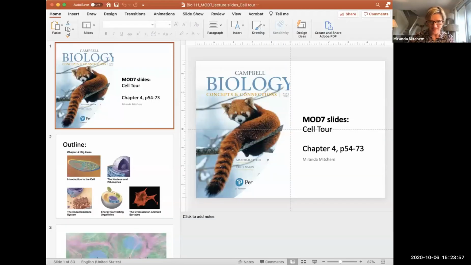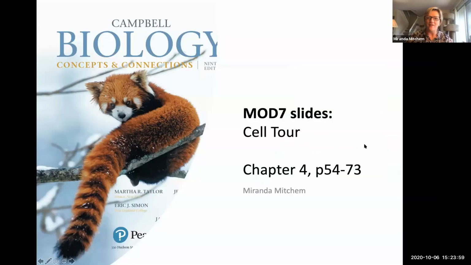All right, so here's our slides for Mod 7. Again, this content comes from Chapter 4 of your textbook. This is one of the longer slide sets that we'll go through all semester. I apologize, there are many different structures that we need to learn about in order to understand the structure of a cell so that we can move forward in the next coming chapters in learning about the different functions of cells as well.